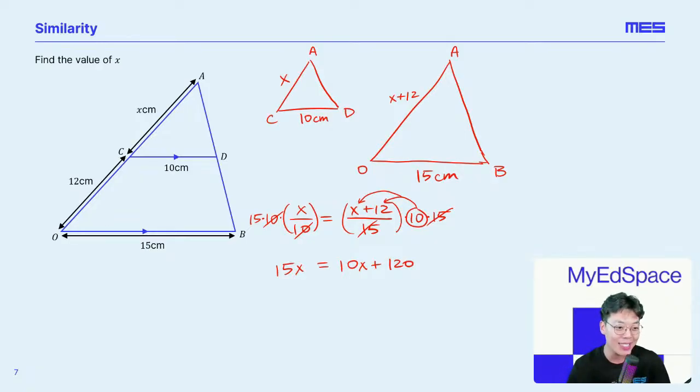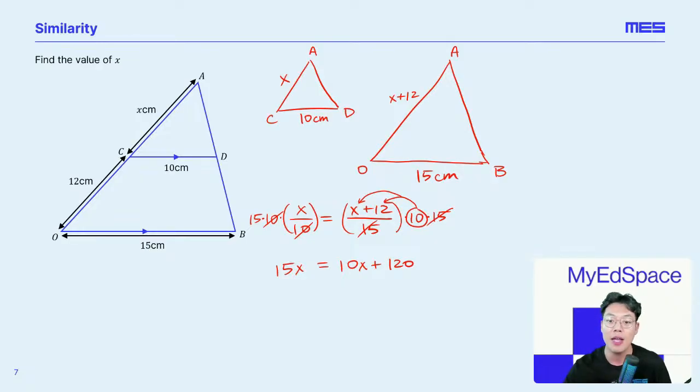Let's see who can get x the fastest in the chat here from this point forward. 15x is equal to 10x plus 120. We're going to combine like terms. And I always like to keep the coefficients of my variables positive. What I mean by that is I'm going to keep the larger coefficient of x on the same side that it already is. I'm going to leave it on the same side.